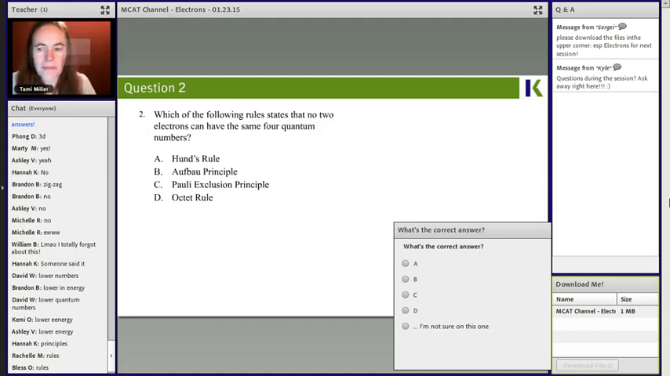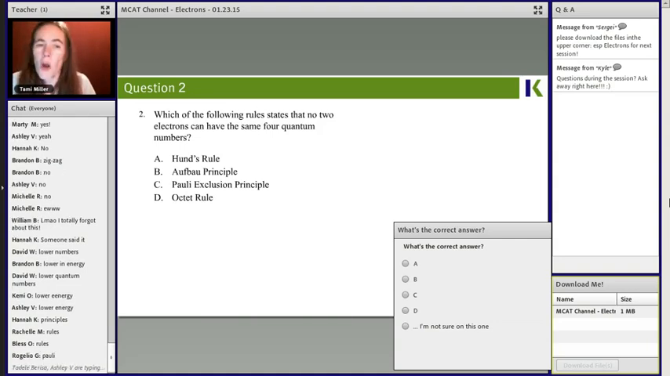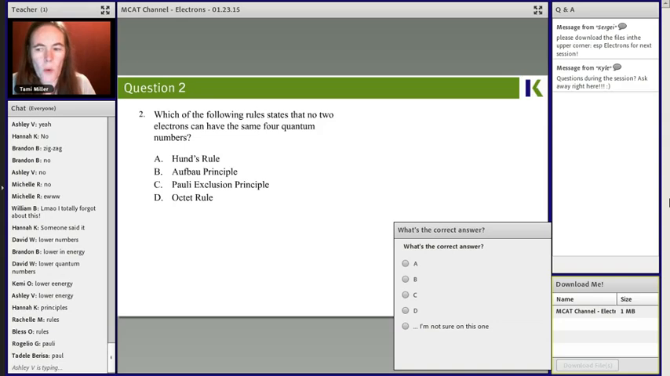All right. I will tell you that 65% of us got this correct. So when we're looking at this, which of the following rules states that no two electrons can have the same four quantum numbers? Makes sense. If they have the same four quantum numbers, they're right on top of each other. We know that this is not going to work.